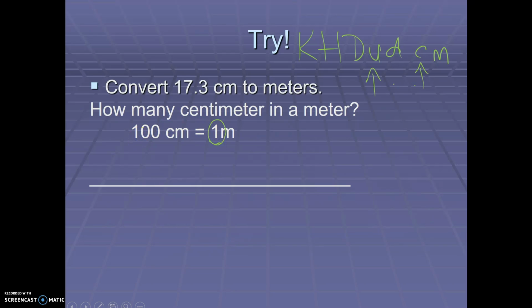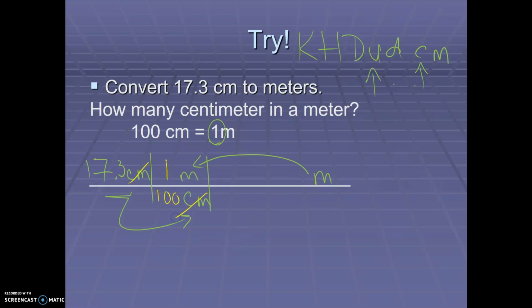So let's set this problem up. Here I go with my picket fence and my given on the upper left, 17.3 centimeters. Units for the bottom, of course they have to agree, centimeters, and units for the top need to be the ones that I want to end up with ultimately. Alright, so now I just need to worry about how many equal how many on the conversion factor here. I'm going to use what I just found out. 1 meter equals 100 centimeters.